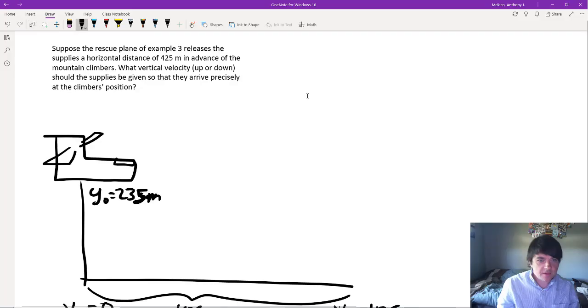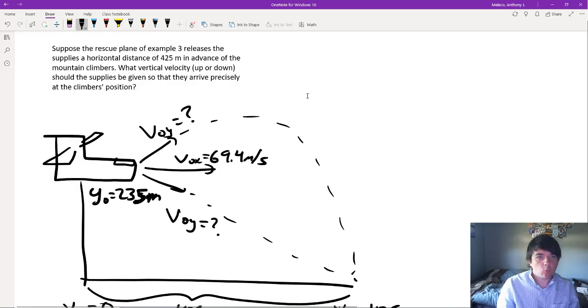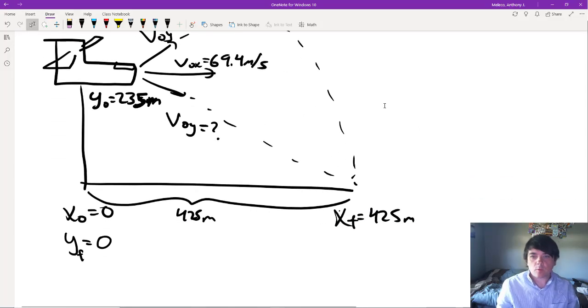And now what's going to happen is, we've still got this horizontal v naught x equals 69.4. But now we're going to have a v naught y, and we don't know if it's going to be up or down. So that's the question, right? What vertical velocity, up or down, should the supplies be given? And so we don't know.